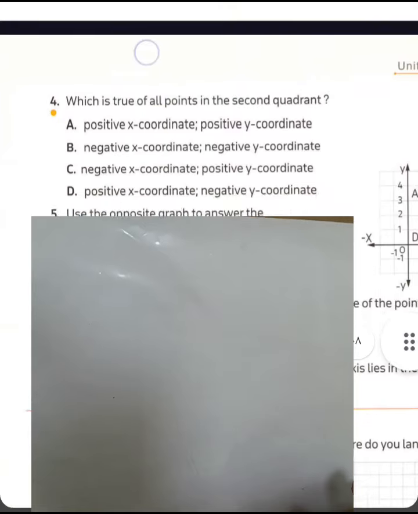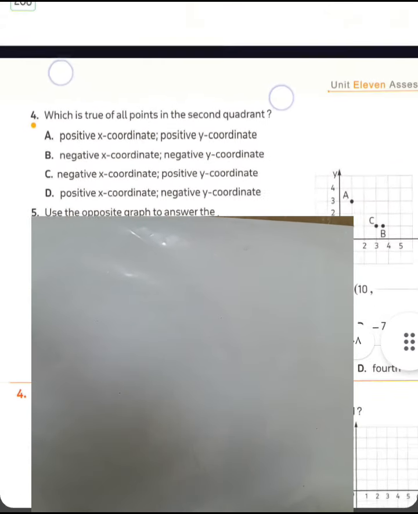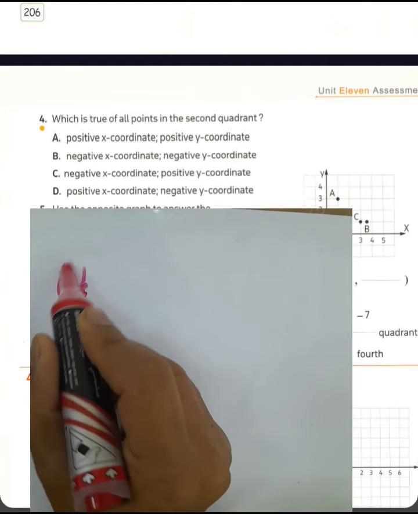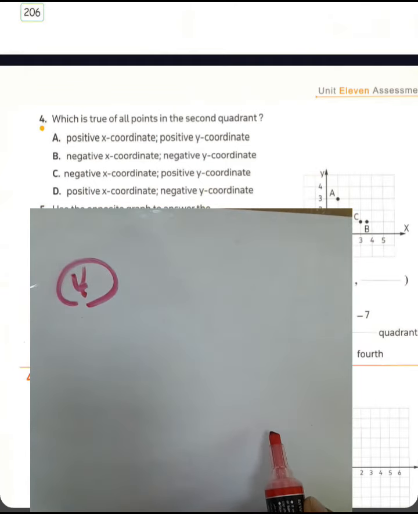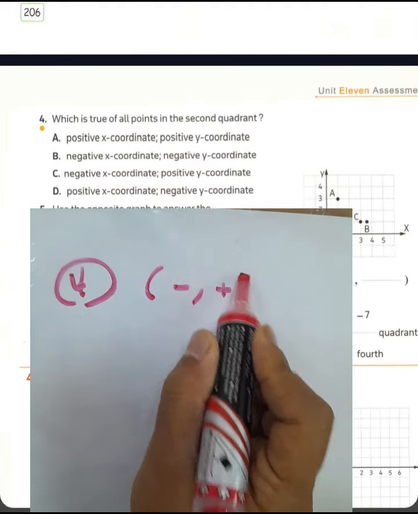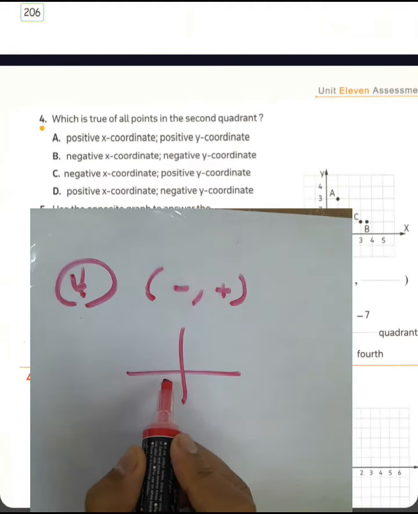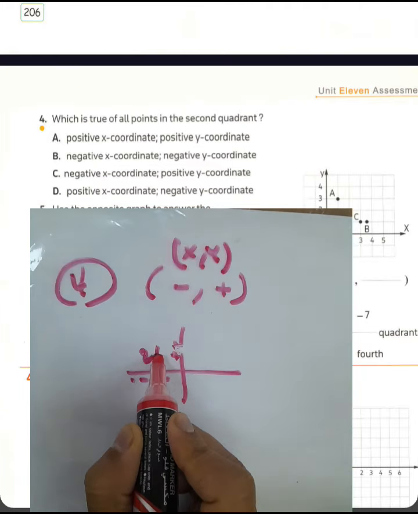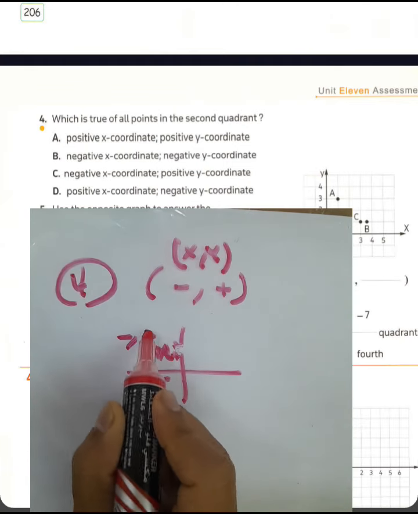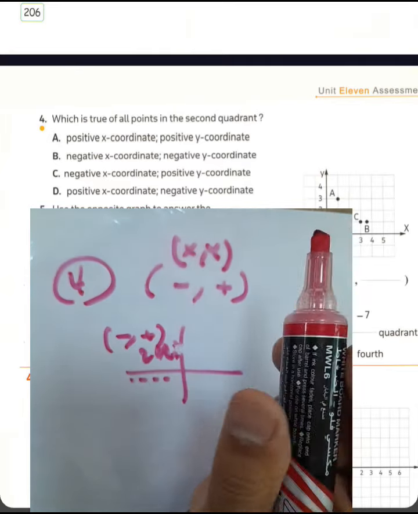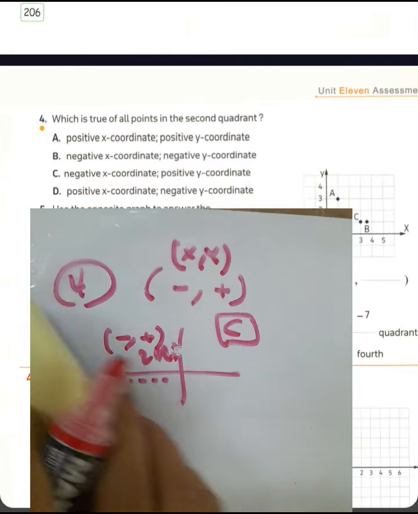Next example, question number 4. Which is true of all points in the second quadrant? Second quadrant, it will be negative and positive, in order x and y. Then we must write negative x coordinate, positive y coordinate. Choose letter C for question number 4.